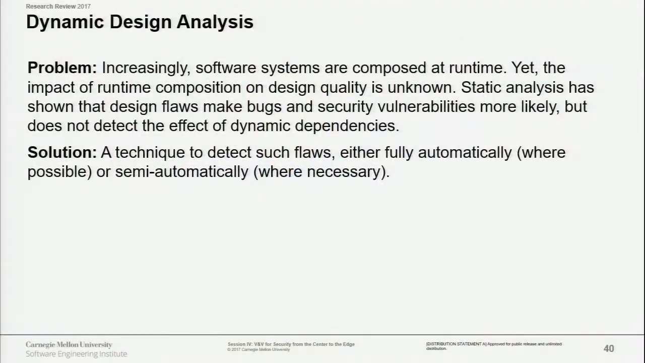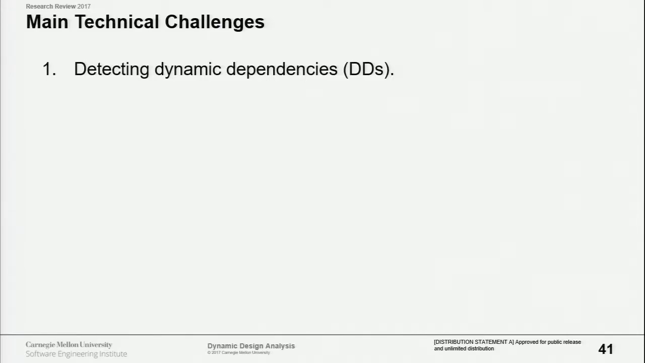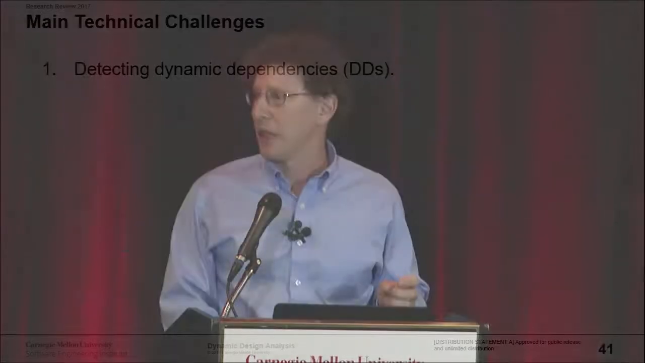So the solution that we were striving for in this lens was a technique to detect design flaws that were introduced dynamically, introduced at runtime, either fully automatically or semi-automatically. So our challenges were, first of all, just to detect these dynamic dependencies at all. It turns out this is a non-trivial problem, that there are many ways in which one component can dynamically interact with another component, and many mechanisms through which they do so.